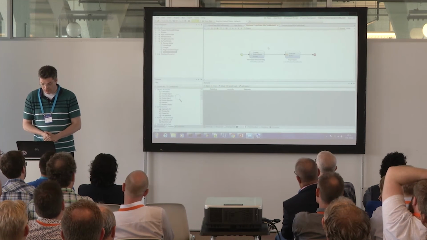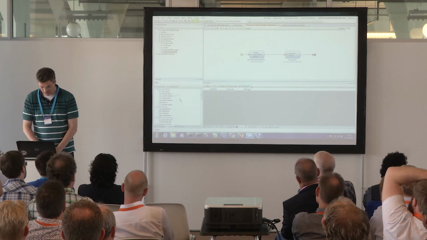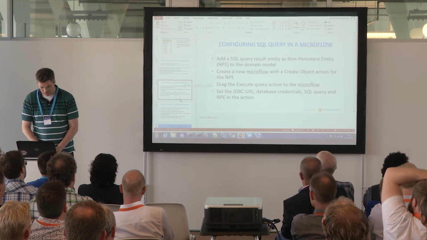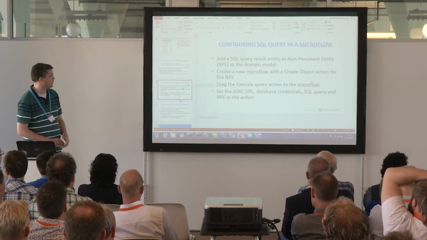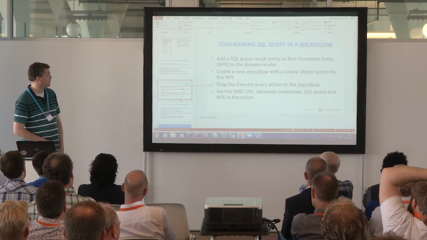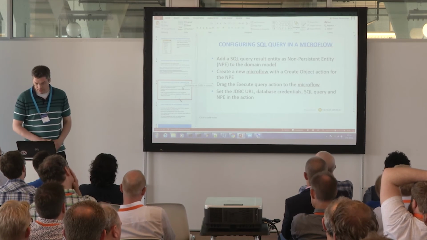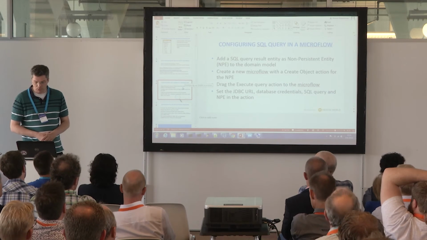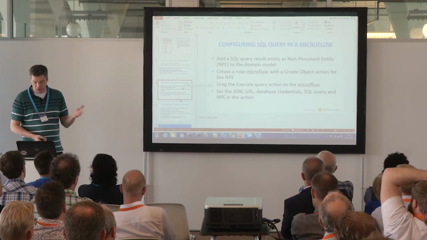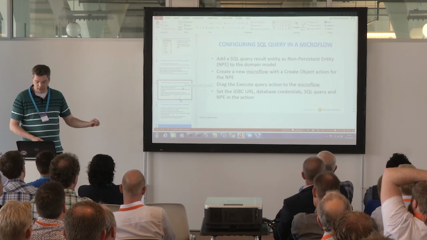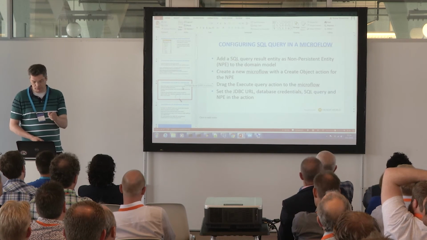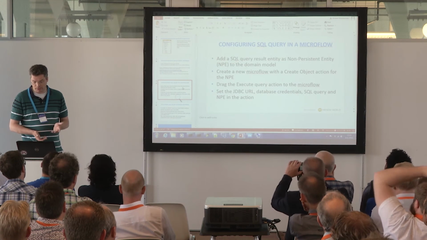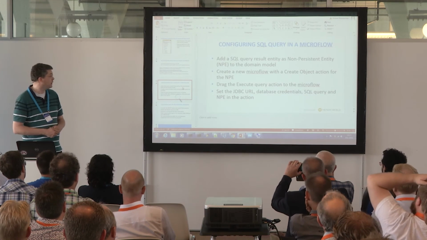So how do we see what it does? Well, I'll get to that later. Let's go back to the slides first. So this is basically what we did. We added an SQL query result entity as MPE and one persistent entity to the main model. Created a new Microflow with the create object action for that MPE. We direct the execute query action in the toolbox to the Microflow. And then in the action, we set the JDBC URL, database credentials, SQL query, and NPE.